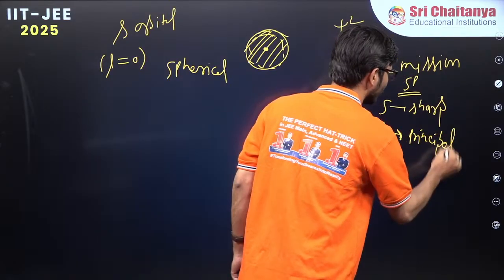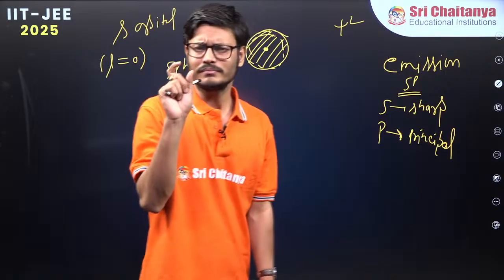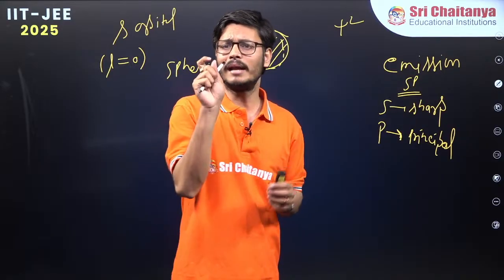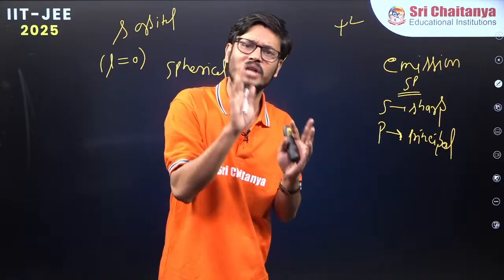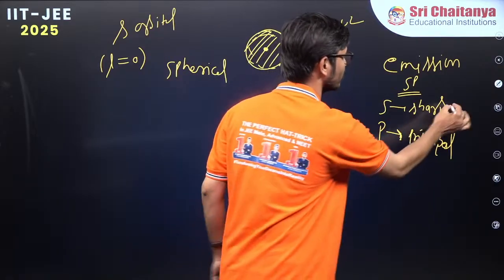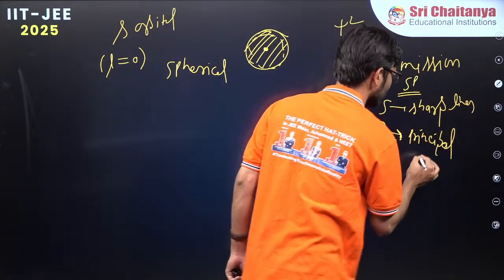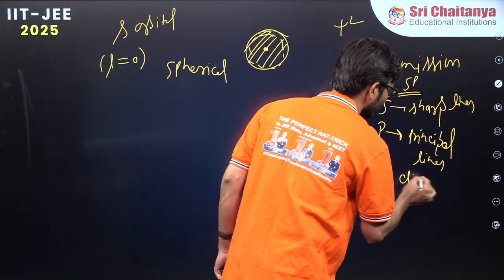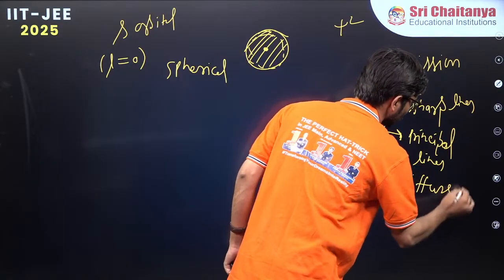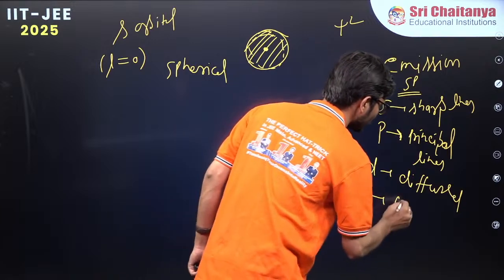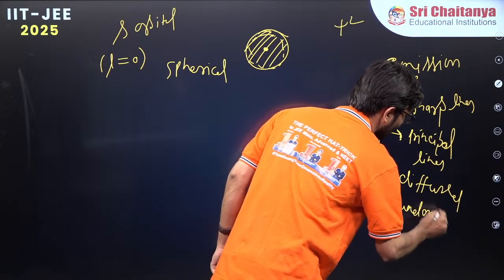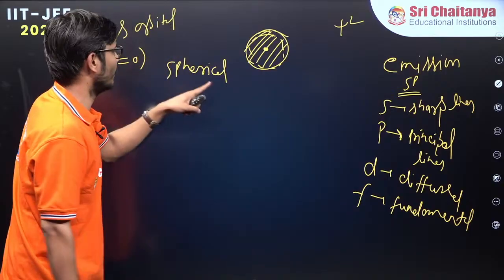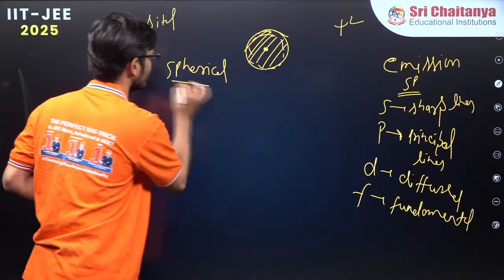For that, one line was diffused, one was sharp, and one was not very diffused, not very sharp. So they were called principal lines, sharp lines, principal lines, and diffused lines in the spectrum. And F was called fundamental. So the S orbital is spherical in shape.